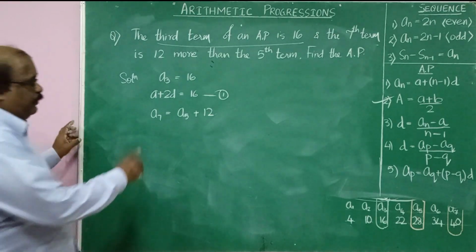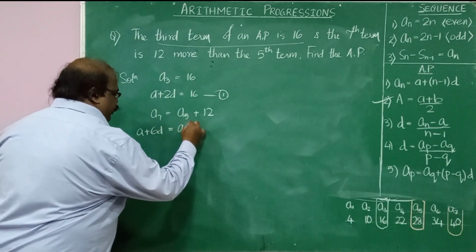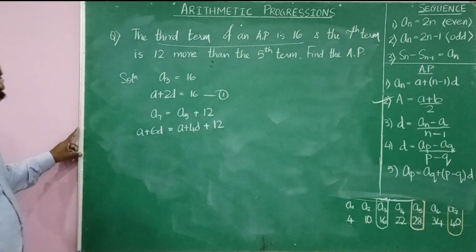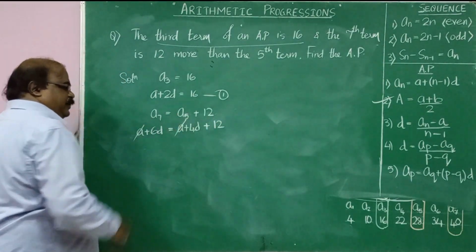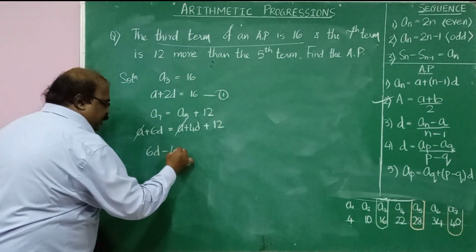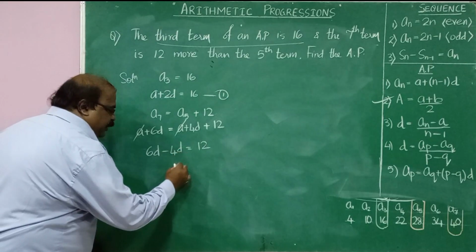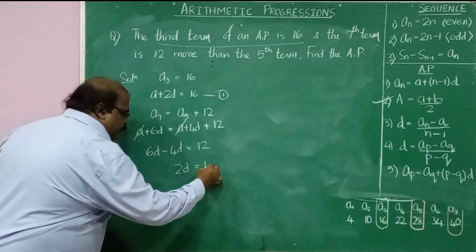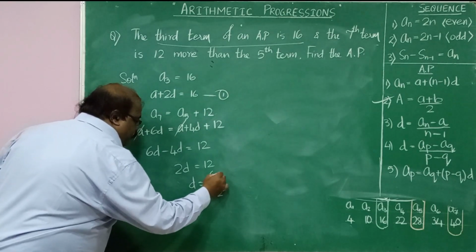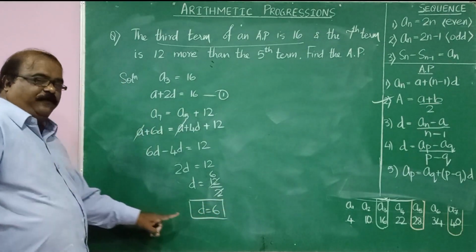So what am I going to get? What is A7? A plus 6D. What is A5? A plus 4D plus 12. This plus A and this plus A cancels. So you get 6D, 4D coming this side, minus 4D is equal to 12. So you get 6D minus 4D is 2D is 12. What is D? 12 upon 2. What is 12 upon 2? 6.